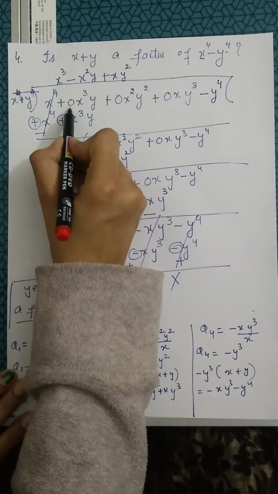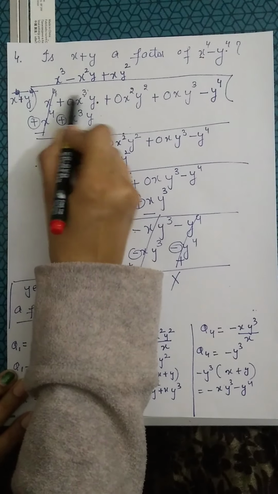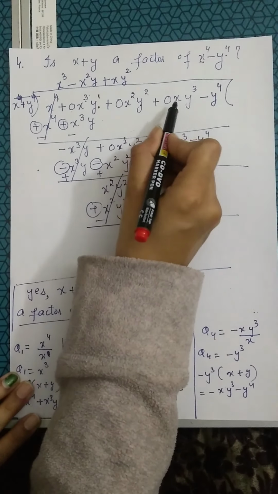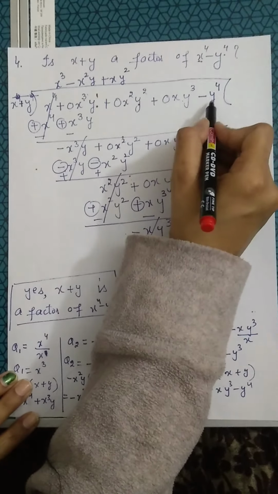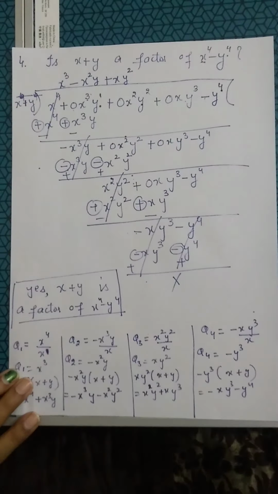x raised to power 4 plus 0x cube y. So the power of x is reduced, the power of y is increased. Similarly, 0x square y square plus 0xy cube, and lastly y to the power 4 is given. So I will write minus y raised to power 4.